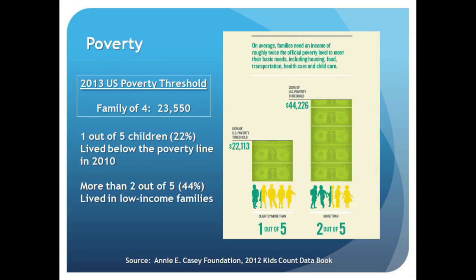Again, if you look at poverty, 1 in 5 children lived below the poverty line in 2010. And just to put that in perspective, for 2013, the poverty line for a family of 4 is $23,550. So as you can imagine, 4 people in a family, that doesn't go very far. And then again, more than 2 in 5, 44%, lived in low-income families.